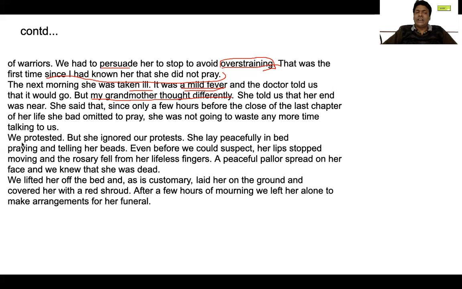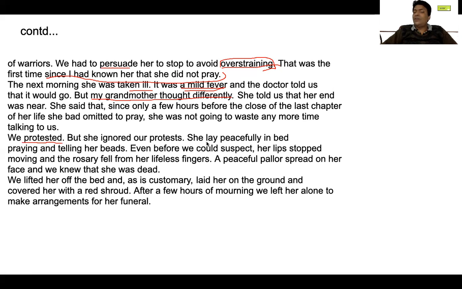The writer stated that her family members protested, stopped her, and made her understand, but she ignored our protest. So she did not want to talk to us. She did not want to do any prayer.